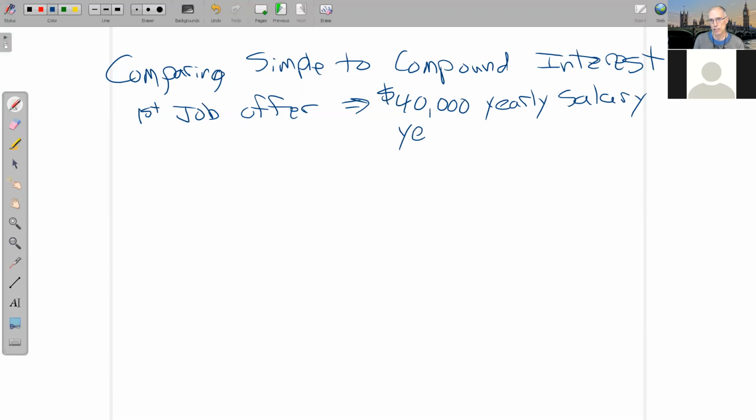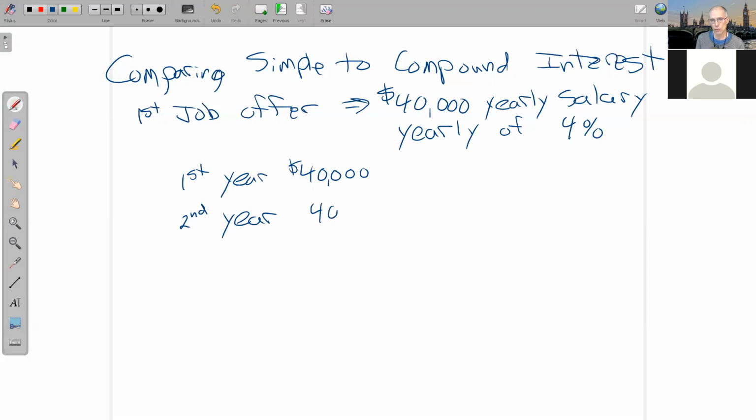And there's a yearly raise. So at the end of each year, he gets a raise of 4%. So what would that mean? Well, in the first year, he's going to make $40,000. And then at the end of the first year, they calculate his raise. Now, we know about how compound interest works. So what that means is for the second year, from that $40,000 base, we're going to multiply by 1 plus the rate of 4%. And 1 plus 4% is 1.04.